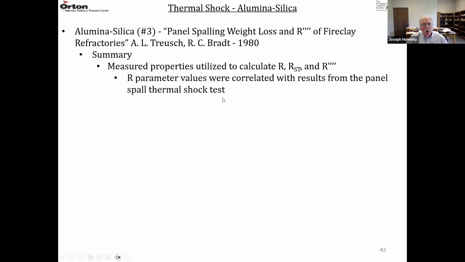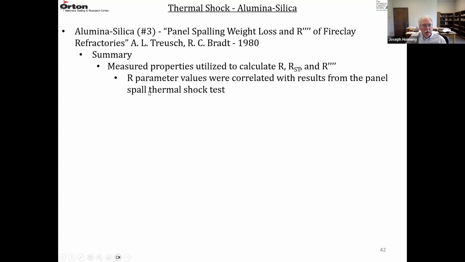So this is another early paper, and this is panel spalling weight loss and R4 prime. The refractories are fire clay type refractories, so low alumina. So they measured properties and they calculated R, RST, and R4 prime. And these R parameter values were correlated to the results of the panel spall thermal shock test.